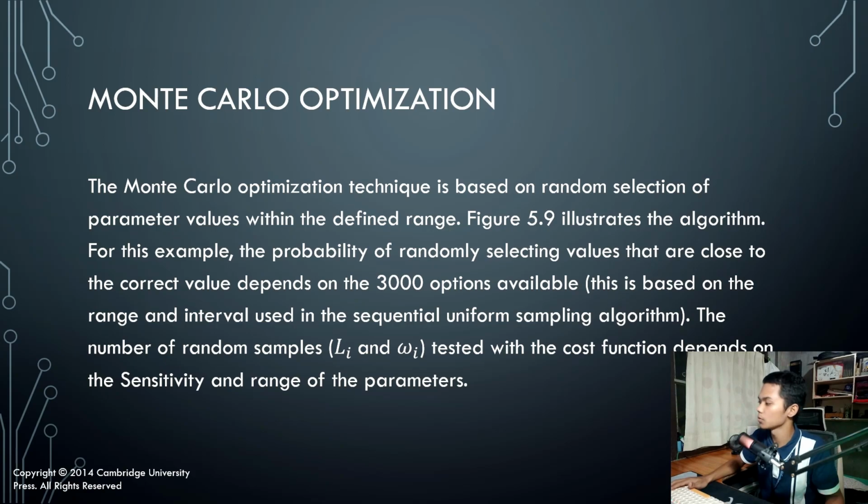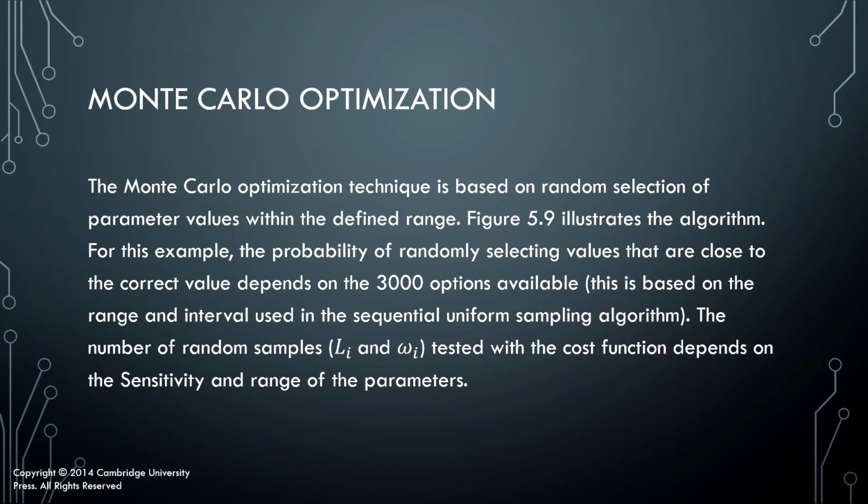So next, we are going to talk about Monte Carlo optimization. The Monte Carlo optimization technique is based on random selection of parameter values within the defined range. Figure 5.9, which I will show you next, illustrates the algorithm. For this example, the probability of randomly selecting values that are close to the correct value depends on the 3,000 options available. This is based on the range and interval used in sequential uniform sampling. The number of random samples, L sub i and omega sub i, tested with the cost function depends on the sensitivity and range of the parameters.